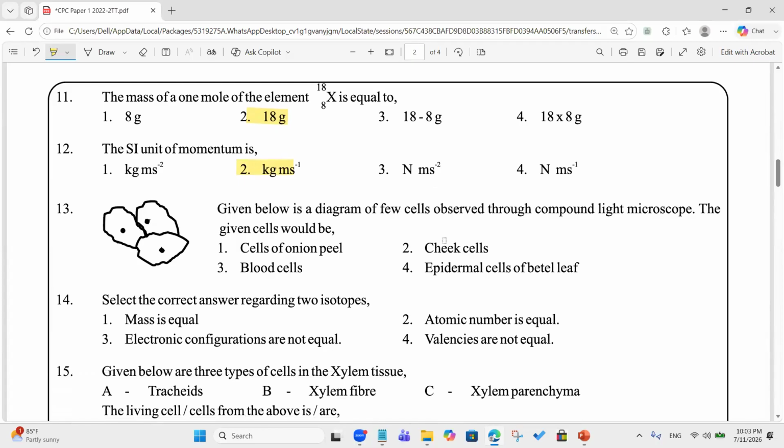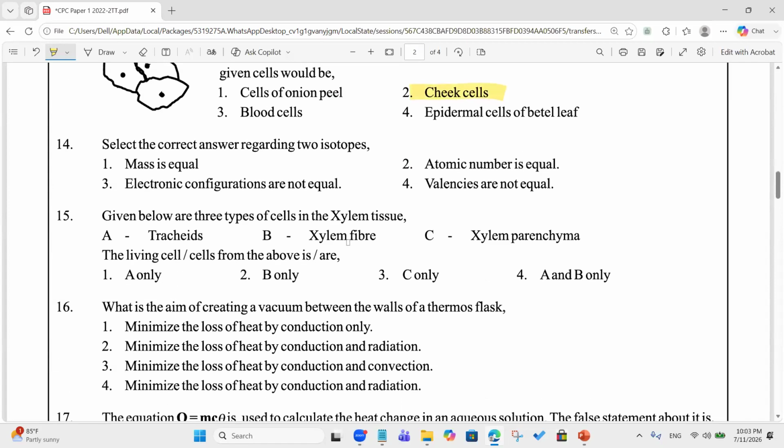Desilu, read the 13th one. Given below is a diagram of a few cells observed through the compound light microscope. The given cells would be cheek cells. Yeah, that's the answer. Cheek cells, correct. Right, Dulina, number 14. Select the correct answer regarding two isotopes. Your answer? Atomic number is equal. Yes, correct. You others, please correct your answers. And if you have any doubt or any difficult question, let me know. I will explain it further. Okay, go on. Number 15.